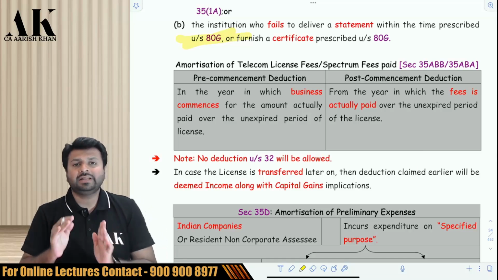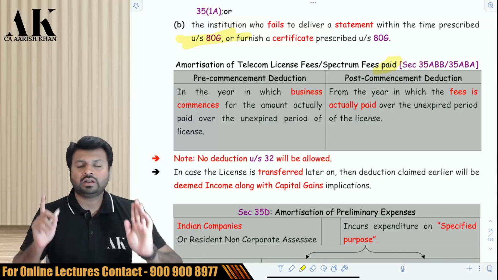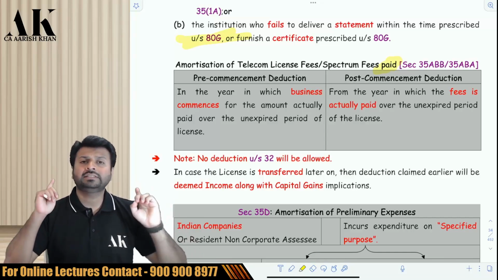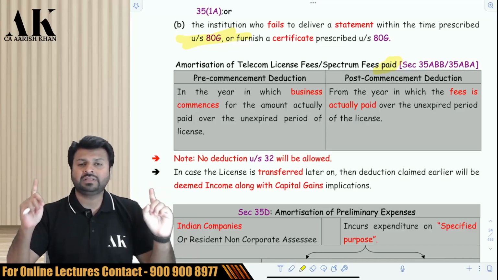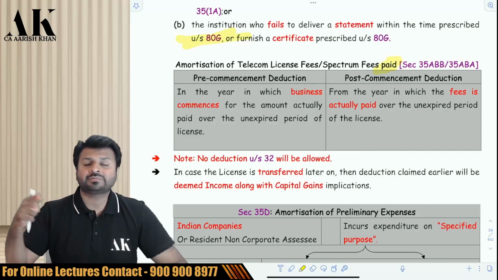If you incur the expenditure, the entire deduction is allowed on an actual payment basis. If you do not make the payment, it is not allowed as a deduction. And because the amount is too huge, the deduction would be allowed over the life of the license and not in 1 year. So over how much life will it be allowed? It will be allowed over the unexpired life of the license.